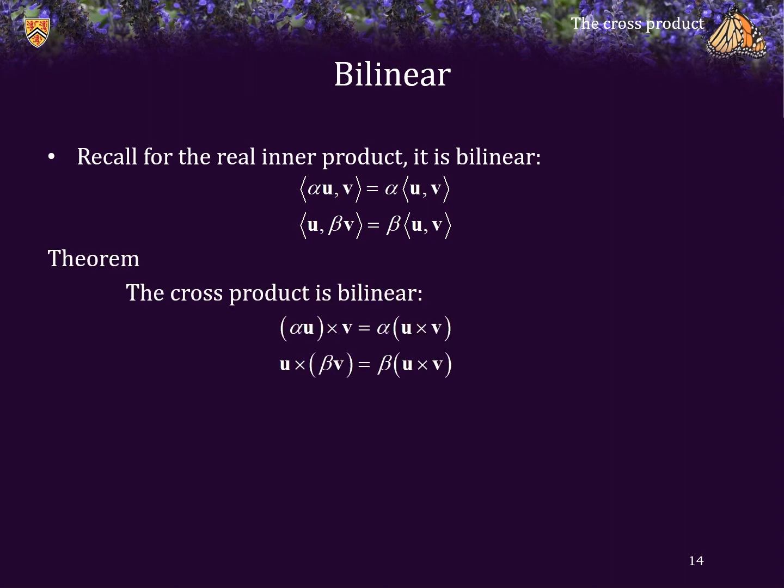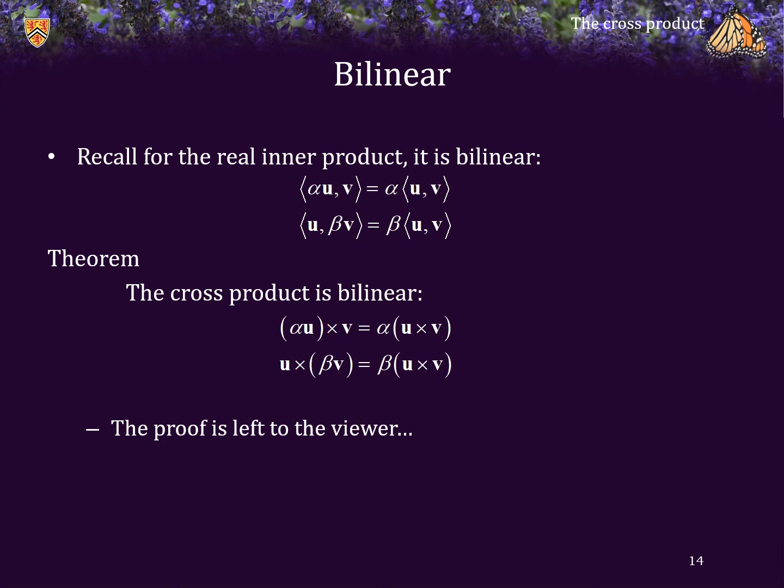Theorem: the cross product is also bilinear. So the cross product of alpha times u crossed with v is equal to alpha times the cross product of u and v. Similarly, u crossed with beta times v is equal to beta times the cross product of u and v. The proof is left to the viewer.